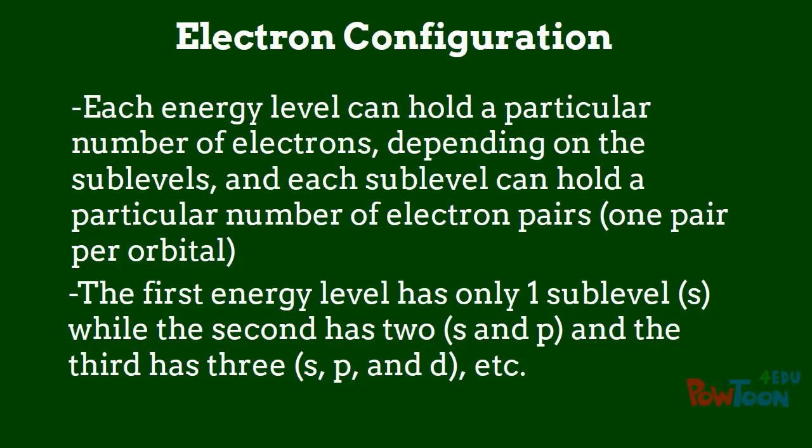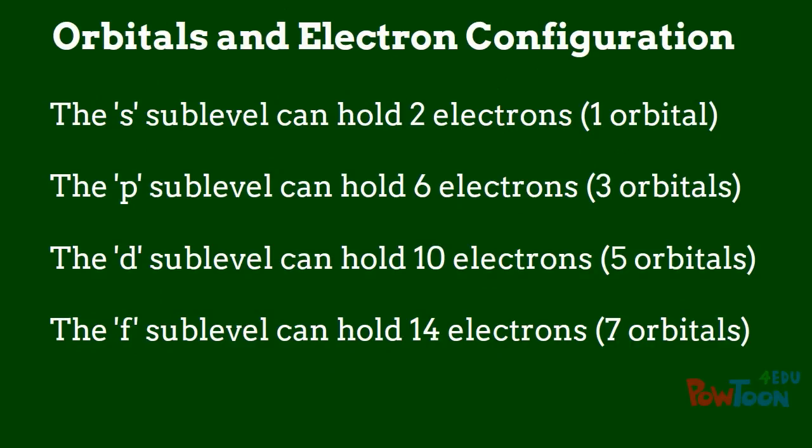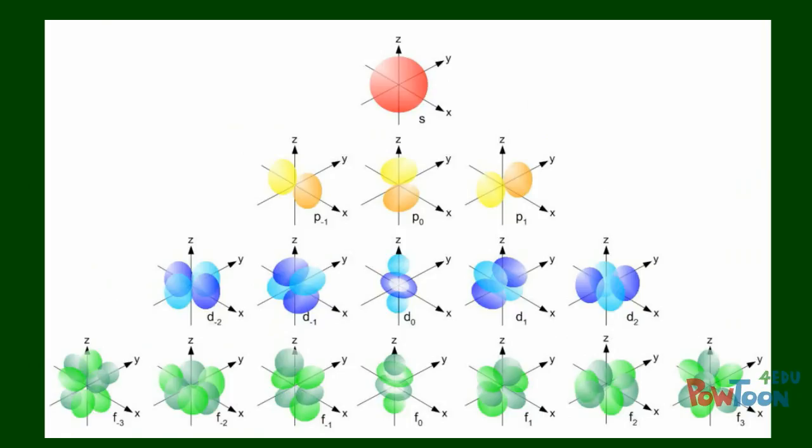Each sublevel has a different shape and different number of orbitals and can hold a specific number of electrons. Here is an example of how many electrons each individual sublevel can hold. S can hold 2, P can hold 6, D can hold 10, and F 14. They can do this because of the different numbers of orbitals they have. This is what the different sublevels look like.